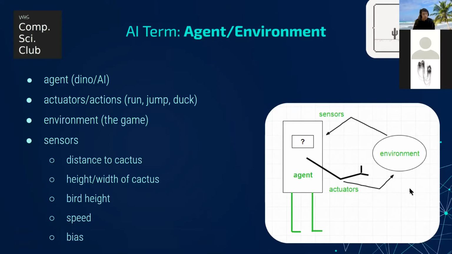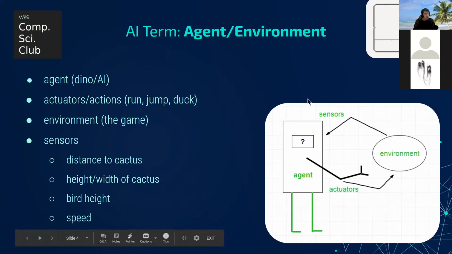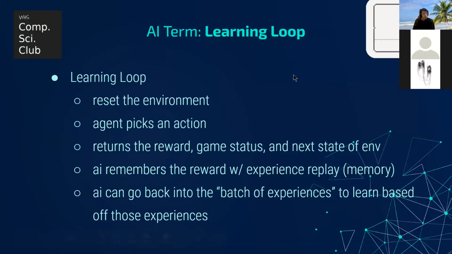And then we have some sensors. Sensors come from the environment, as you can see from this visual. Basically, the sensors we're going to be looking at are distance to cactus, height and width of the cactus, the bird height, the speed of the game itself, so how fast everything's moving, and then bias. We'll get to the bias part later. So that's all for agent slash environment.